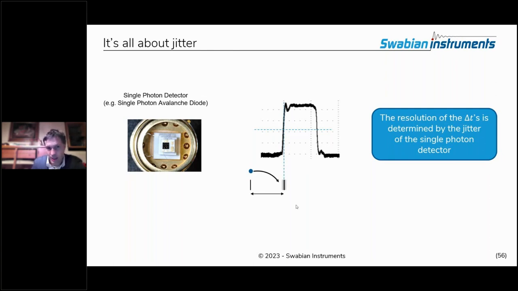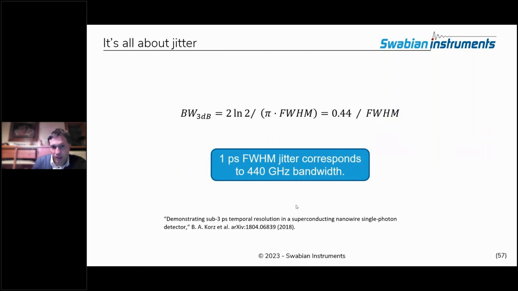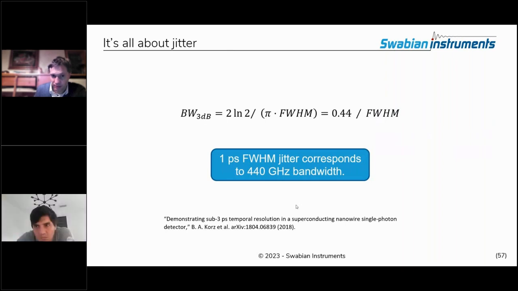So that means the time between the photon being absorbed on the detector and the actual output pulse that is generated, or the time tag that is captured from the output pulse, is not always perfectly deterministic and perfectly the same. This could be a little bit earlier and a little bit later. So this is just jittering due to imperfections. Okay, and if you do the math, a detector with 1 picosecond full width half maximum jitter would correspond to a bandwidth of about 440 gigahertz.